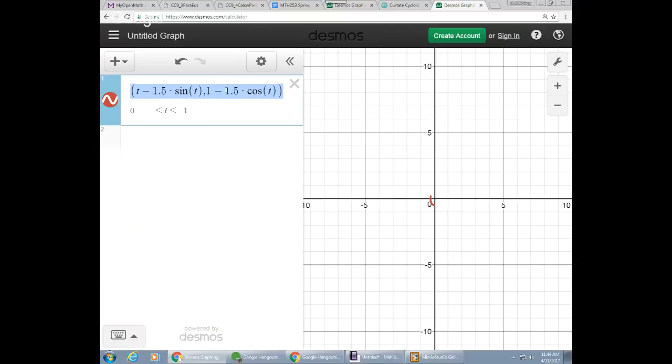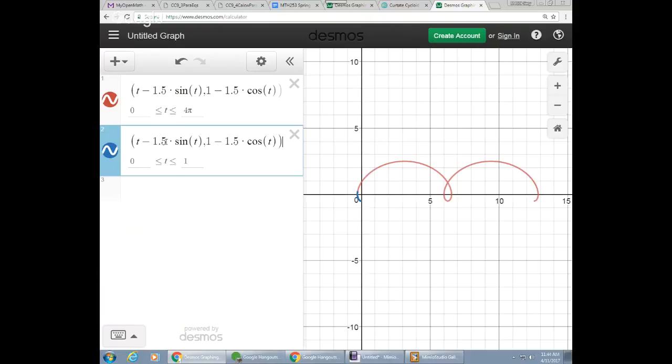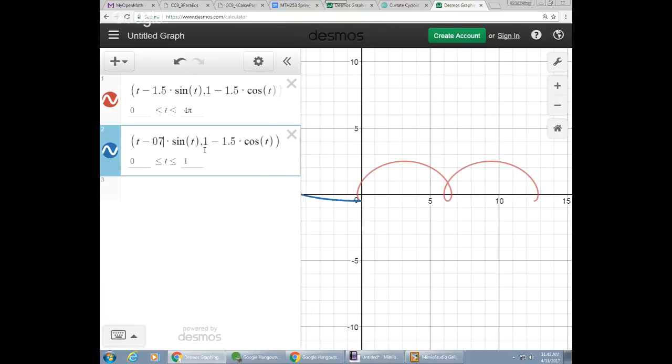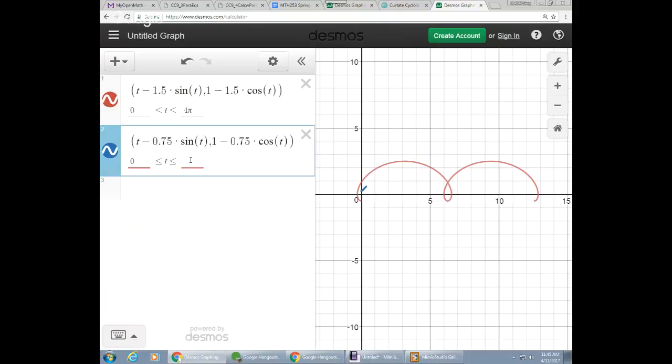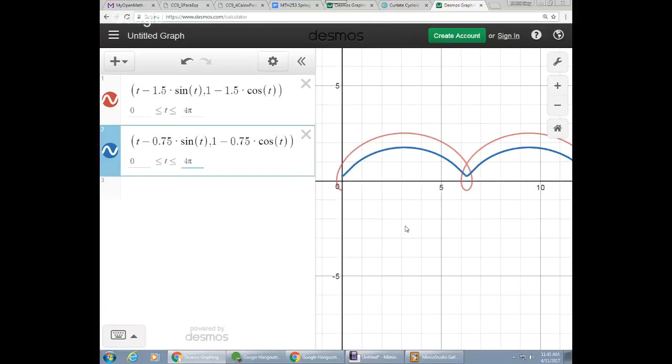Let's copy all of that and go to 2 pi. Actually, we should give it a little more room than that. Let's go to 4 pi so we can see that loop. Okay, so there's that loop there. And then here we want it to be on the inside, so maybe we'll go 0.75, and then go to 4 pi. Okay, so there's the two of them together. Interesting.